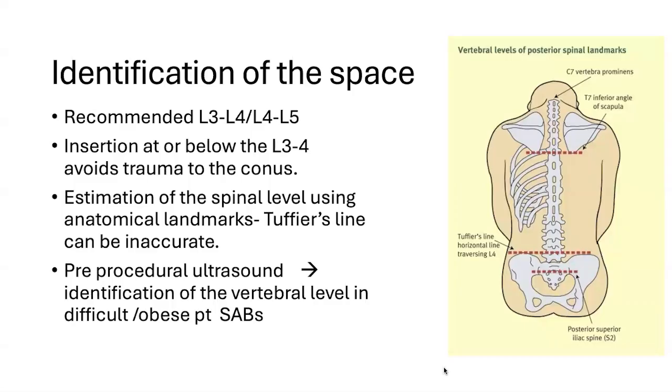But in our setup, we do not have ultrasounds everywhere, so I think we may have to go for Tuffier's line and do our spinals at the L3, L4, and L4, L5 spaces. In difficult subarachnoid blocks or very obese patients where you are anticipating a difficult block, you can use the ultrasound to find the spaces.